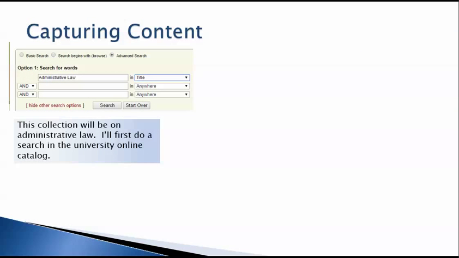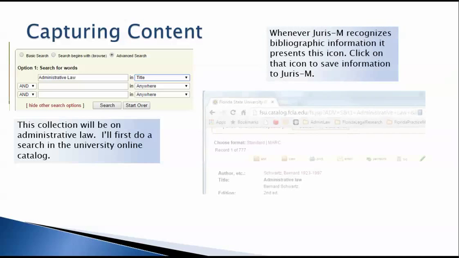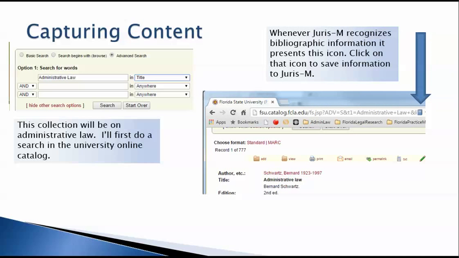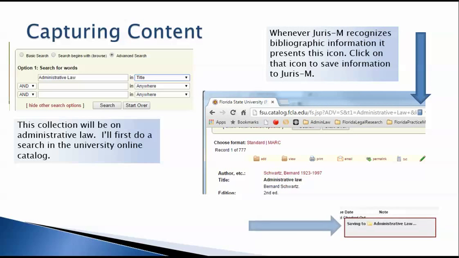I'm going to start capturing content now, and I've gone to the library's online catalog, and the collection is going to be on administrative law. So I'll first do a search in the University Online Catalog. Whenever Juris-M recognizes bibliographic information, it presents this icon shown here to the right. Click on that icon to save information to Juris-M, and Juris-M will save that content to the administrative law collection in Juris-M.